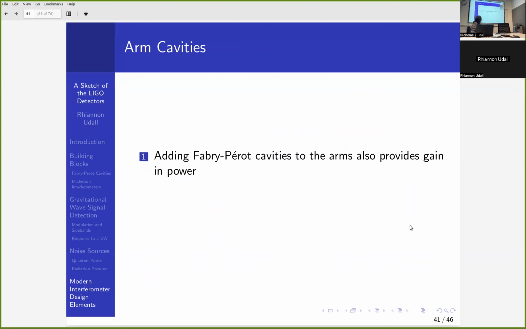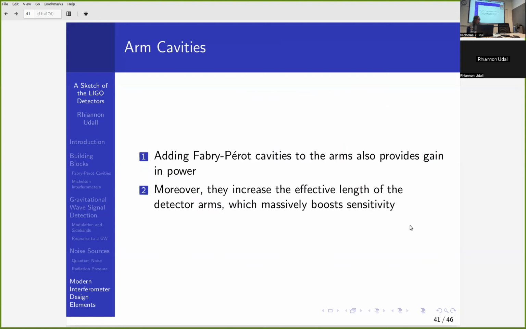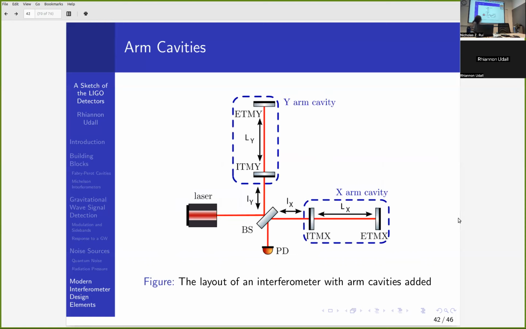Okay, and why stop there? Why not also put Fabry-Perot cavities on the arms? You get more gain in power, because in addition to increasing the carrier power, the sidebands get more power because the carrier has more power, and the sidebands themselves are getting amplified, so you get a lot of gain. And you're basically just increasing the length of the arm. So that's good for something that is dependent on the length of arms. And it looks like this.